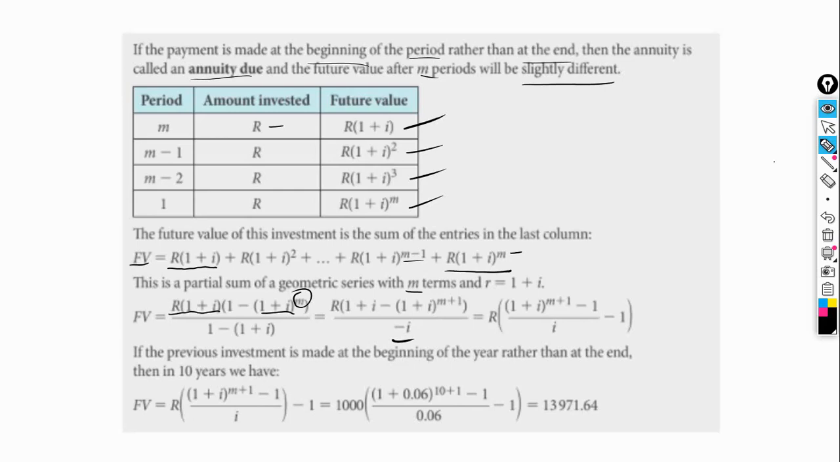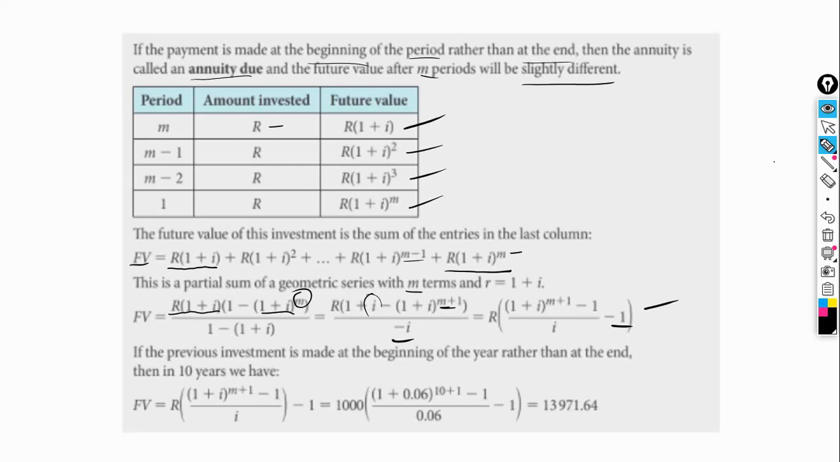And then here we can simplify this a little bit. Notice that we have 1 plus I minus 1 plus I to the power of m plus I. But notice that we can rearrange this by separating this and getting minus 1, right? Because if we do I over negative I, that's minus 1. So this formula is partially different because, again, of the fact that the deposit or payment is made at the beginning of the period. So for the first period, you do get interest.